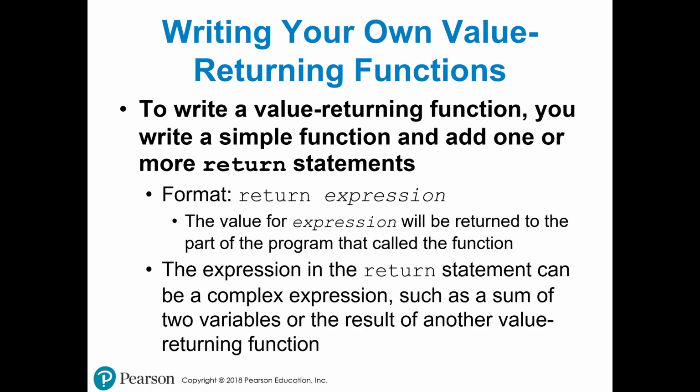So return and an expression. The value of the expression, whatever that evaluates to, is returned to the part of the program that called the function. The way that we do this is just like we saw before in the area statement. You just say something like a equals and then your function call with your parentheses or parameters or whatever you pass in. And the expression can be a single variable, a single value, an arithmetic expression. It could be another function call. It can be anything that's going to evaluate basically to some sort of a value. There's not really any limitation on that.